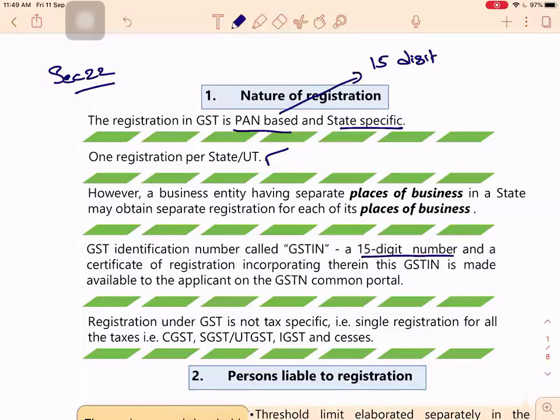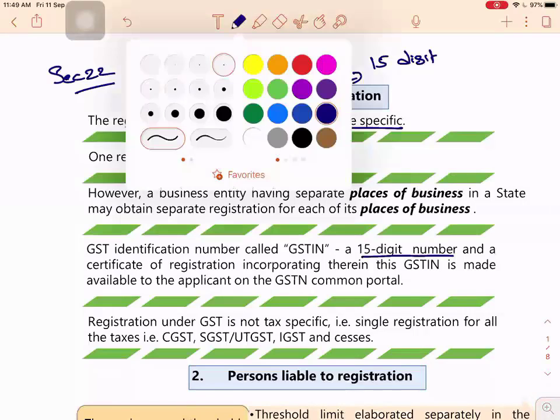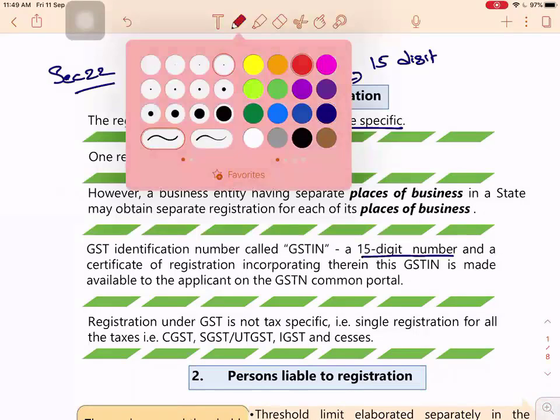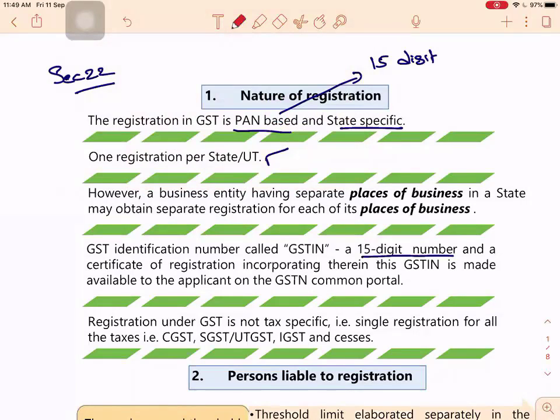First two numbers, wait a minute, I will tell you. In these 15 digits, 2 plus 10 plus 2 plus 1. The first two digits generally resemble the state code, and the next 10 digits are the PAN, permanent account number, of the person who is applying for registration.